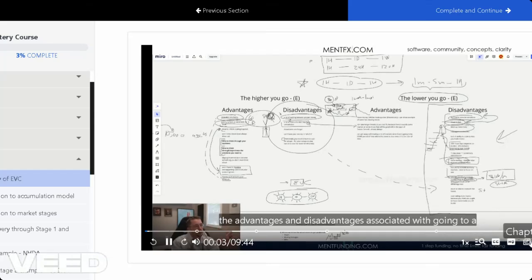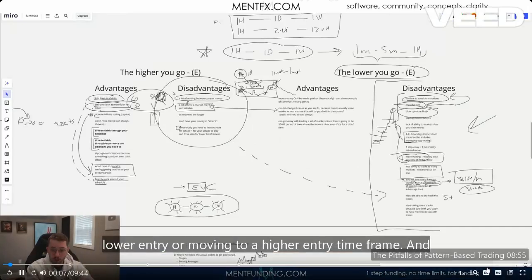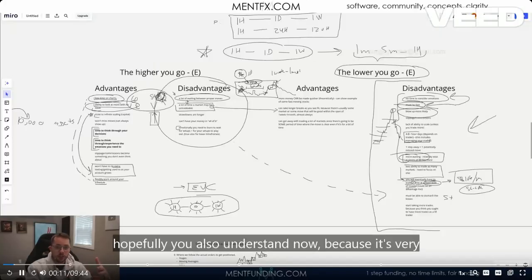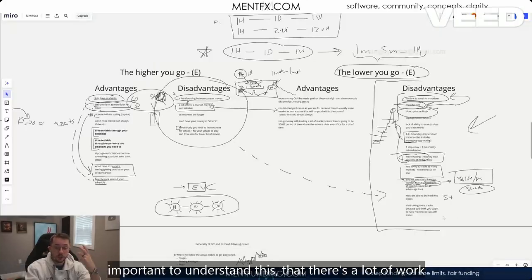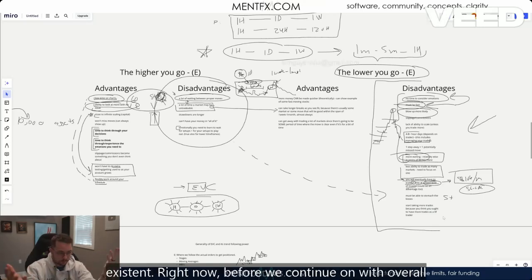Good understanding about the advantages and disadvantages associated with going to a lower entry or moving to a higher entry time frame. And hopefully you also understand now, because it's very important to understand this, that there's a lot of work associated with actually making money on the lower time frames. But the reward, of course, is very heavily there and existent, right?